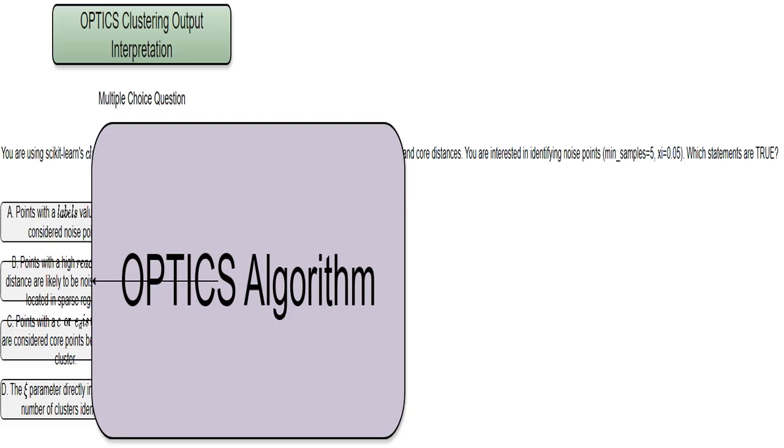This refers to the Ordering Points To Identify the Clustering Structure algorithm, a density-based clustering algorithm that's less sensitive to parameter tuning than DBSCAN. It excels in handling clusters of varying densities and identifying noise points effectively, even in complex datasets. The quiz focuses on understanding its output.